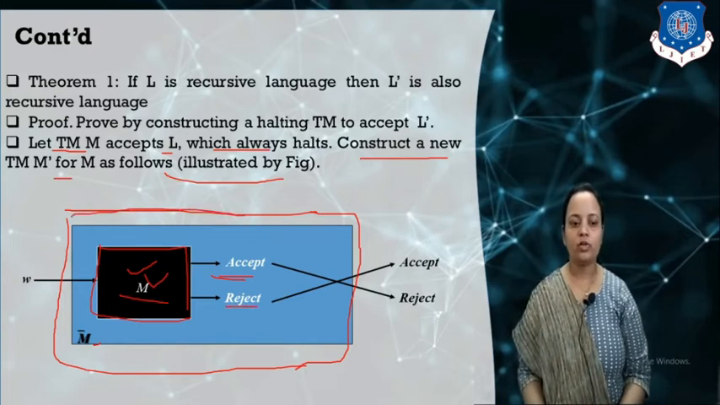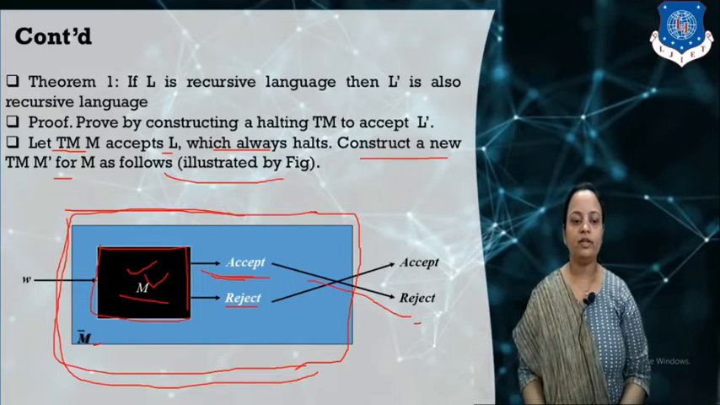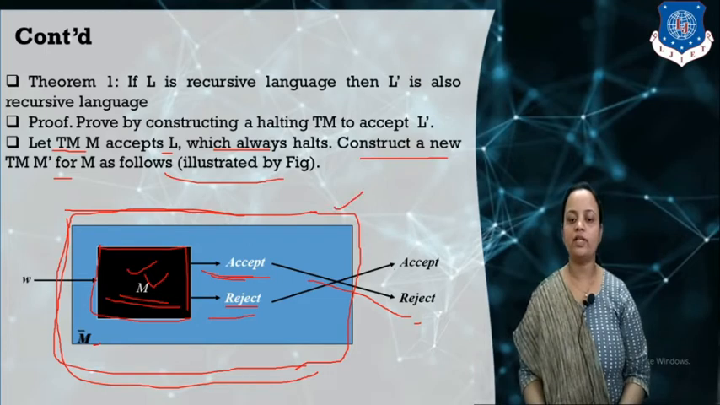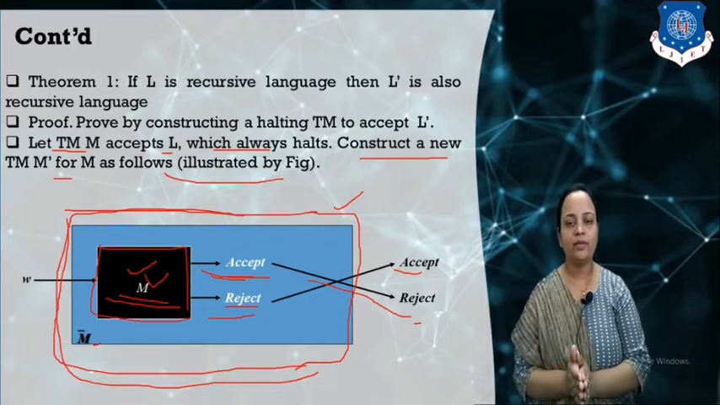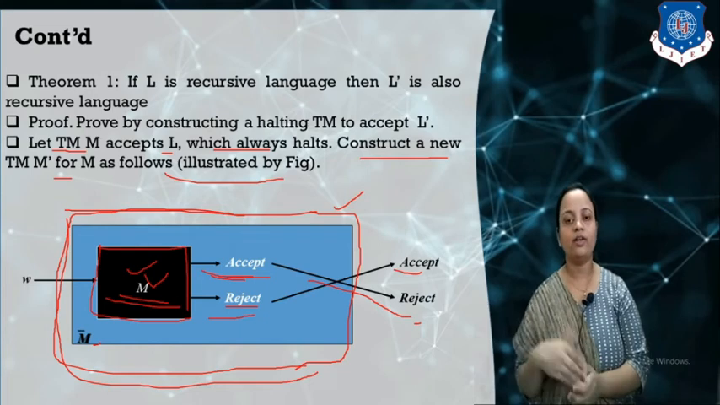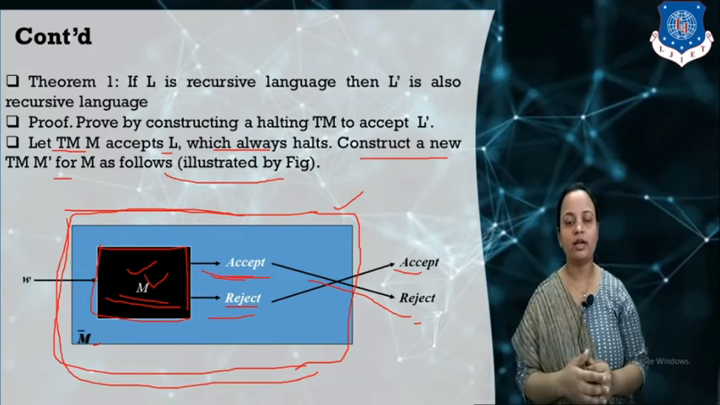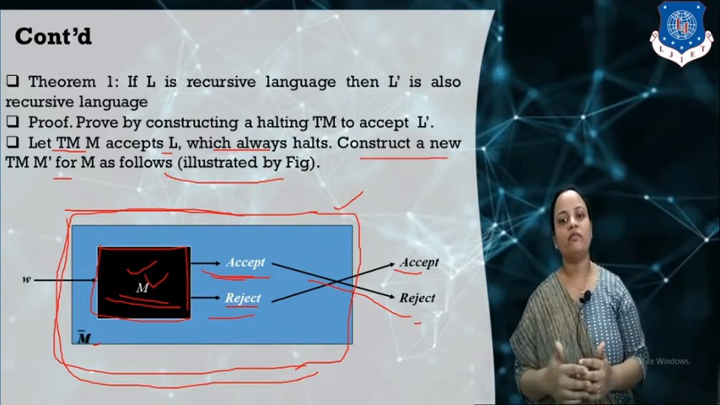Now move on to the complement. Complement means that if this machine accepts, its complement always rejects, and if this Turing machine rejects the string, it means that the complement always accepts, because it is the complement. So when the Turing machine M accepts, M dash will always halt in a rejecting state, and if M rejects the string, M dash will always accept that string.